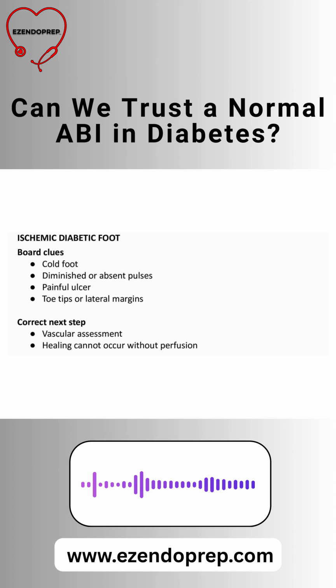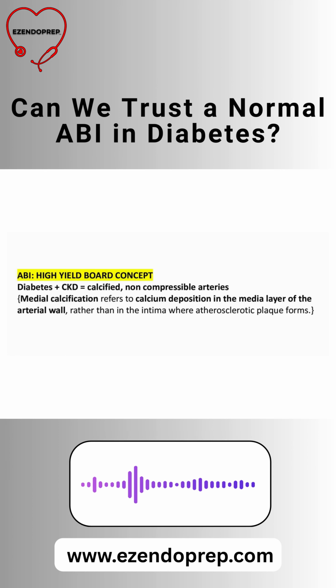This is where the ankle brachial index becomes a high-yield testing concept. A low ankle brachial index supports peripheral arterial disease. However, boards can introduce an important pitfall in patients with long-standing diabetes or chronic kidney disease.